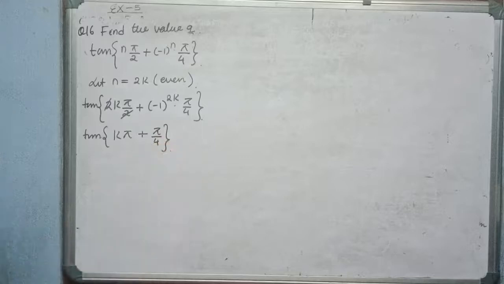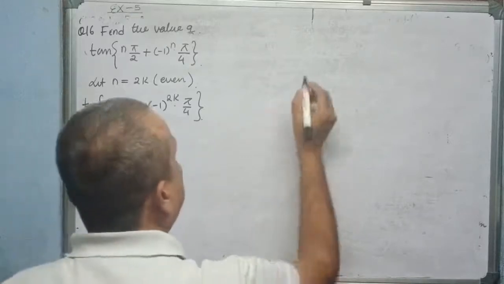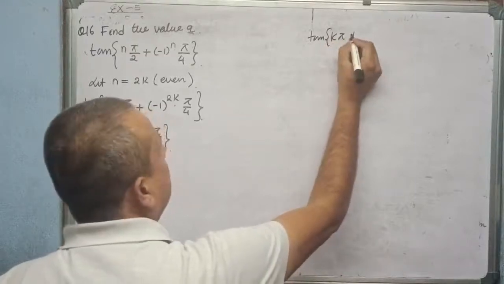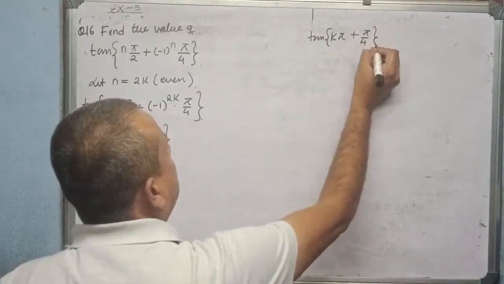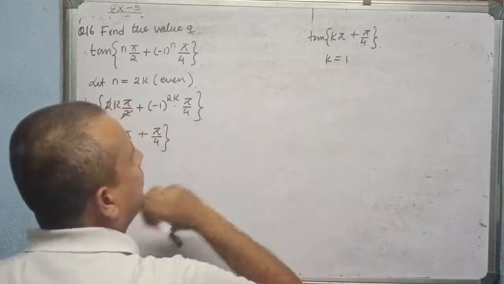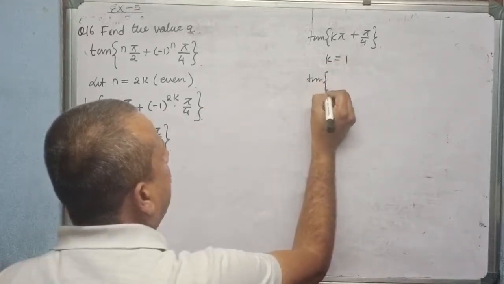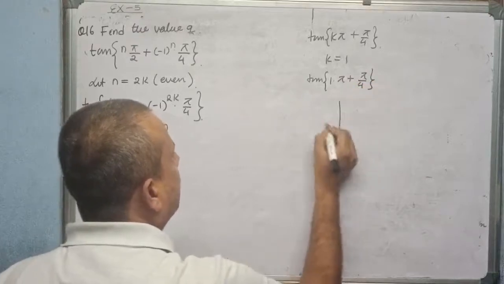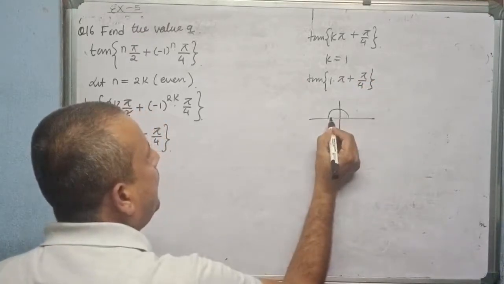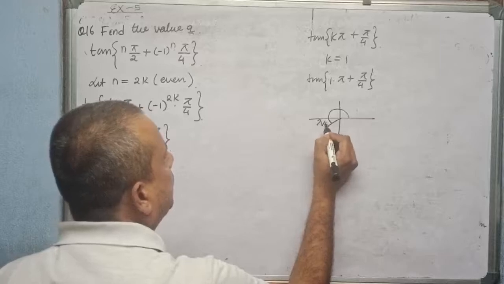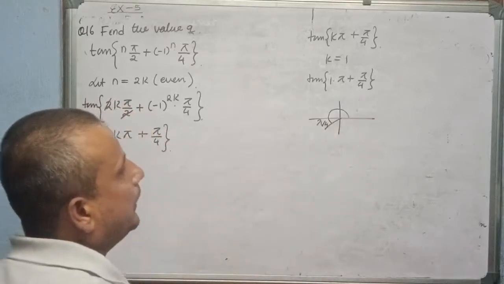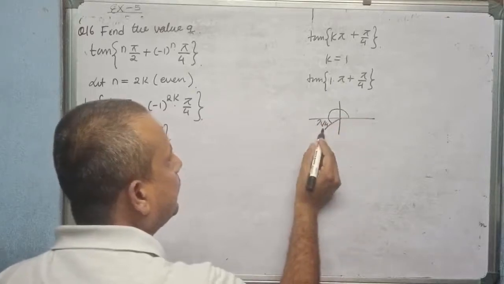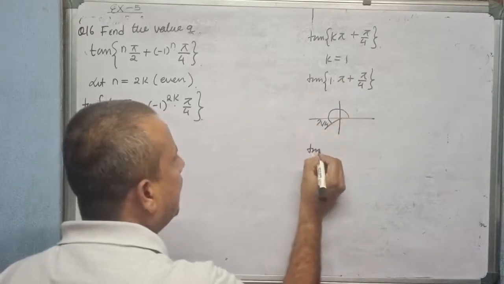Now you have to consider in which quadrant this k pi lies. Tan of k pi plus pi by 4. I'll consider a random value, k equals 1. Then tan of 1 into pi plus pi by 4. In which quadrant does this lie? 1 pi plus pi by 4 is the third quadrant. In the third quadrant, ASTC, the tan is positive. It is tan pi by 4.